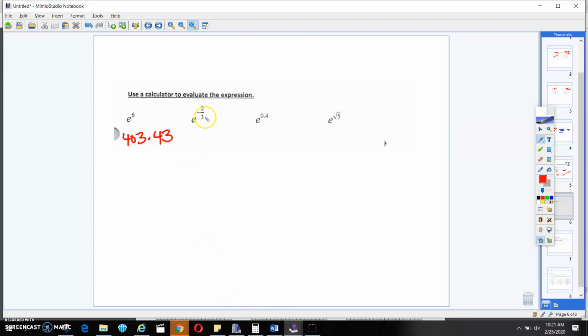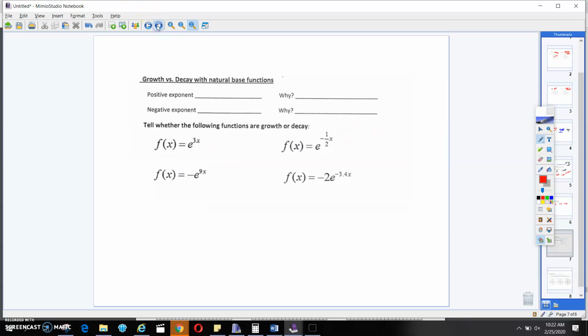Then if you plug in this one, what do you get? 0.53. If you plug this one in, what do you get? 1.5. If you plug this one in, what do you get? 9.35. Are we not rounding? I didn't tell you a specific rounding place.